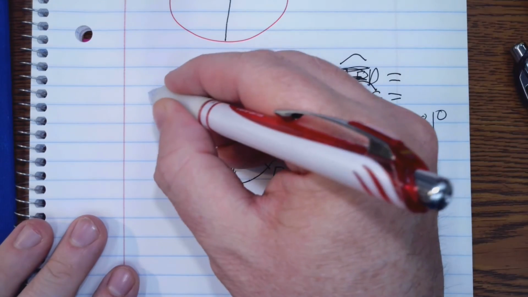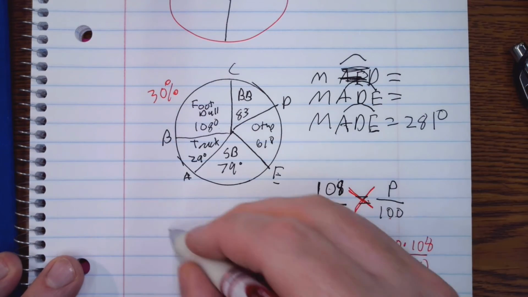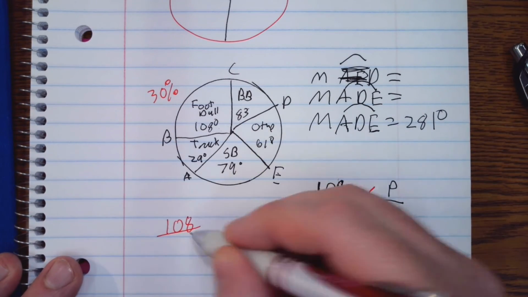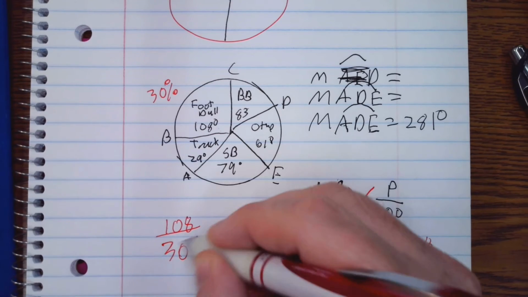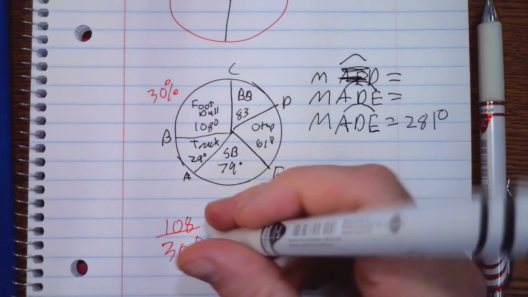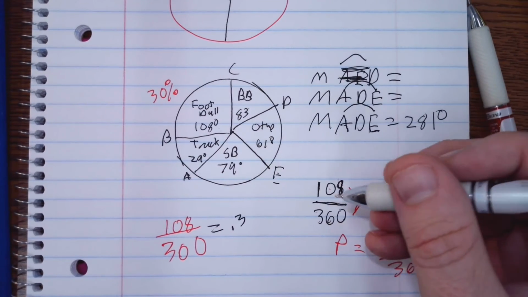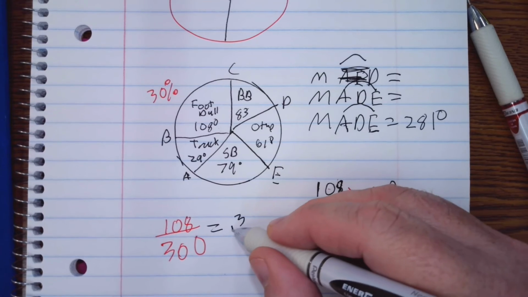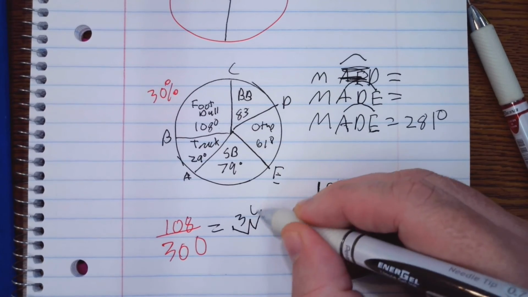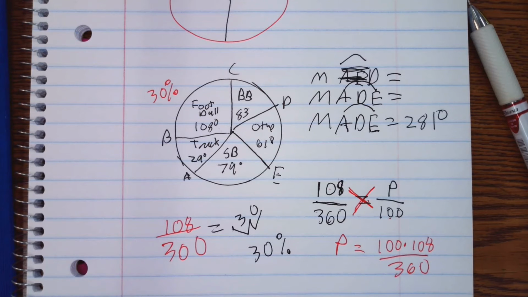So no matter what, you're going to get 30%, right? And what she said is to just do the 108 divided by 360. And that's going to equal 0.3, but that's not how you do percent. So you got to move the decimal twice. So then that becomes 30%. So that's another way to do it. Okay.